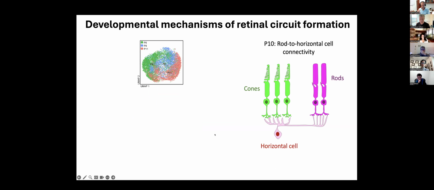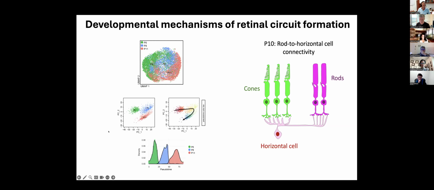And so the same way that we think that there's connectivity that happens in stepwise manners, we profiled these horizontal cells and found that indeed they're expressing different sets of genes across these different time points at these very early time points. And then if we do pseudotime analysis, we find that there are certain genes that they're upregulating, downregulating that may be what's responsible for their precise connectivity with cones first, and then followed by those of rod photoreceptors.